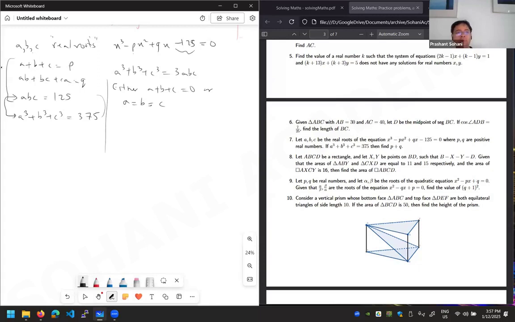But A plus B plus C is P right here. And everything given in the question is very deliberate: P is given as a positive real number, so P is guaranteed to be positive. Therefore, this is eliminated; A plus B plus C cannot be 0. So the only possibility is that A, B, C have to be equal. And if they are equal and we know their product is 125, it simply means that each of them is equal to the cube root of 125.